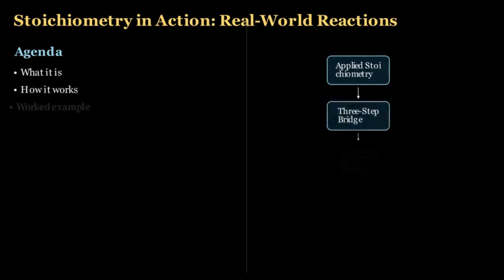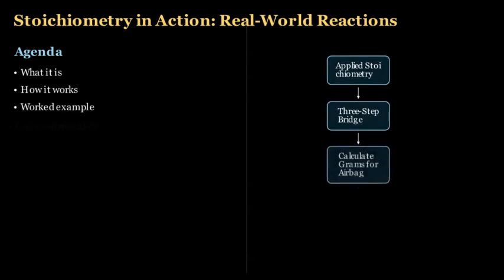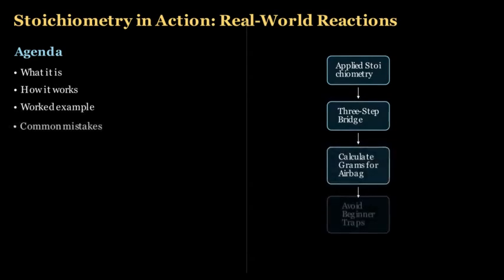We'll define what applied stoichiometry really means, walk through the three-step bridge that connects any starting amount to any product, then calculate the exact grams of chemical needed to fill a real airbag. Finally, we'll flag the two traps that catch beginners so you can step right over them.